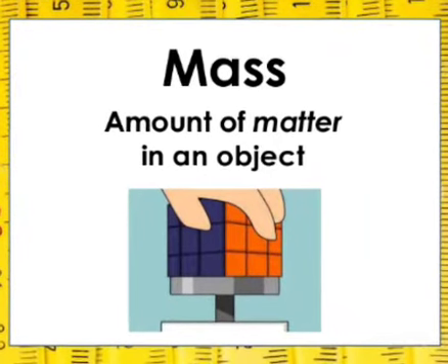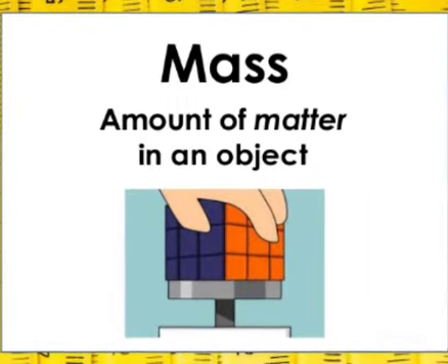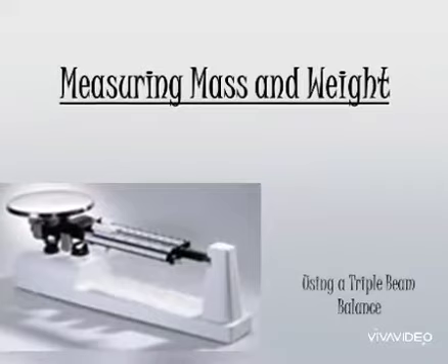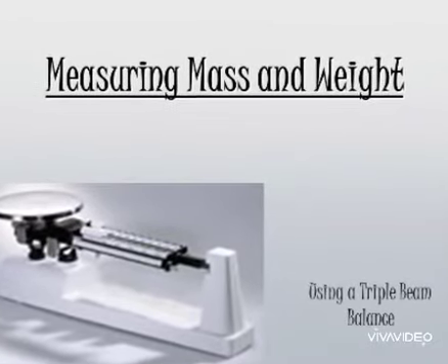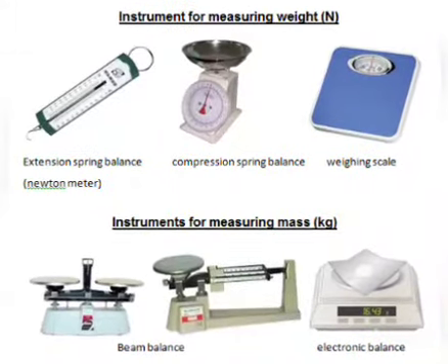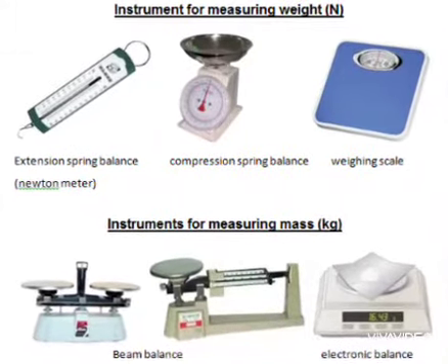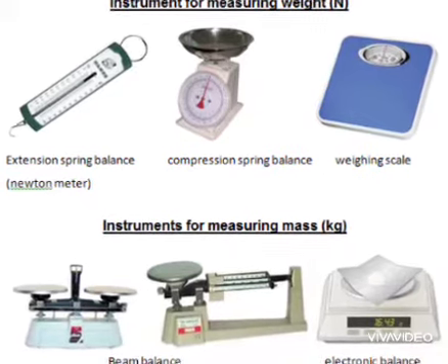Now let us talk about the second dimension, that is mass. Mass is actually the amount of matter in an object, how heavy an object is. And for measuring mass, we have beam balances, weighing scales, weighing machines, etc. to measure the mass of an object very accurately.